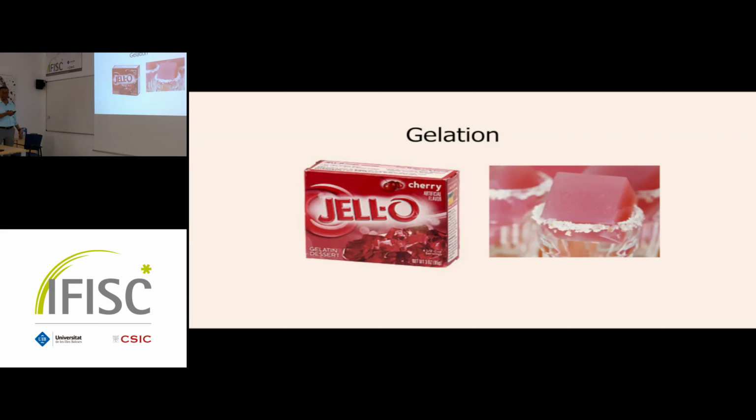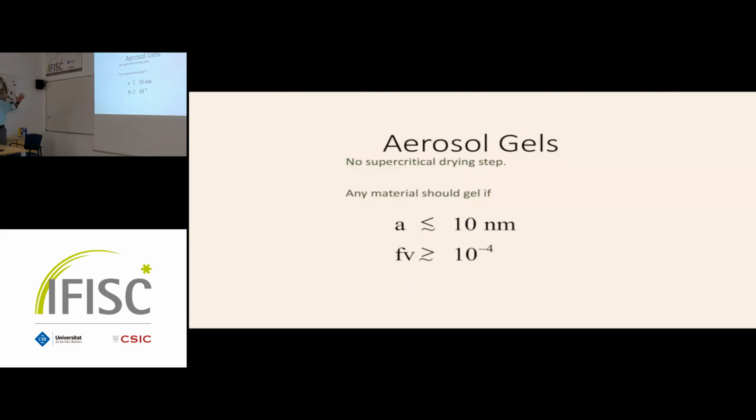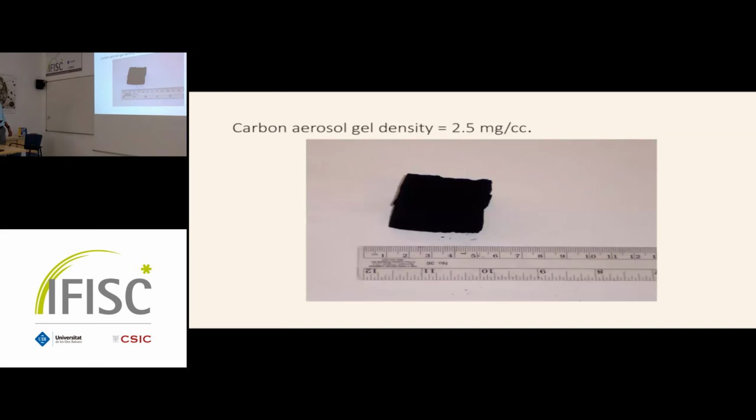Yeah, that's the trick. Now, aerosol gel will form. One can estimate all these things. Any material should gel if the size of these monomers is less than 10 nanometers and the volume fraction is greater than 10 to the negative 4. So these are our scaling estimates. And here is a soot aerogel. This came from Sorensen's lab, and this was actually marked by NASA as the lowest density solid material in the world.